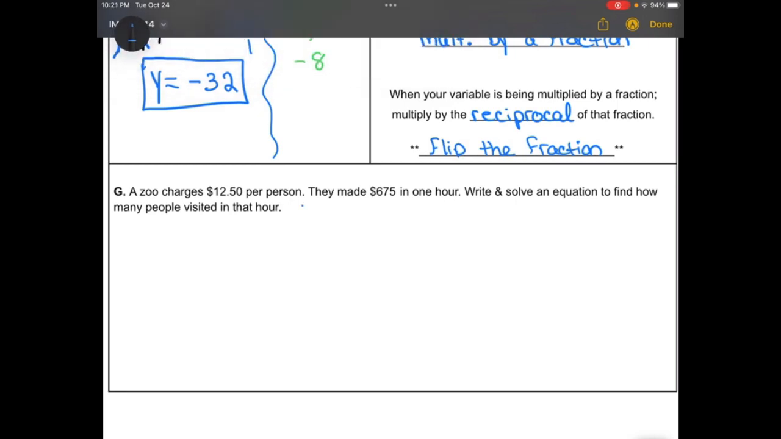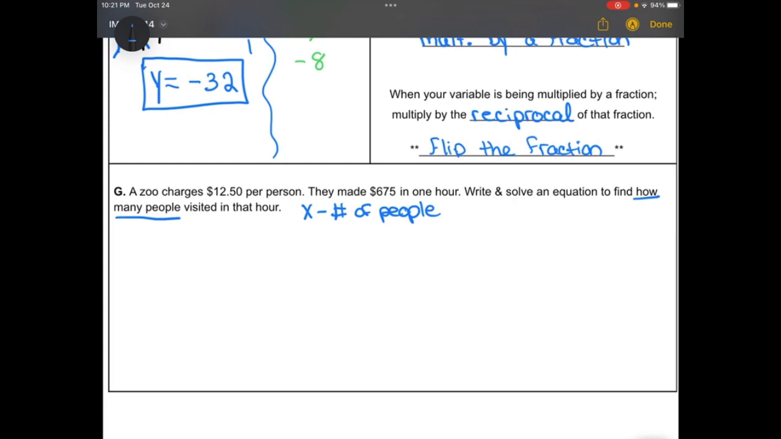X is going to be our unknown. What is the one thing we do not know? We don't know how many people. So X is going to equal the number of people. X is our variable, and it is going to represent what we don't know, which is the number of people.